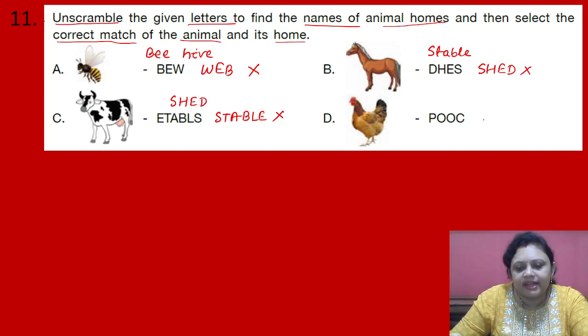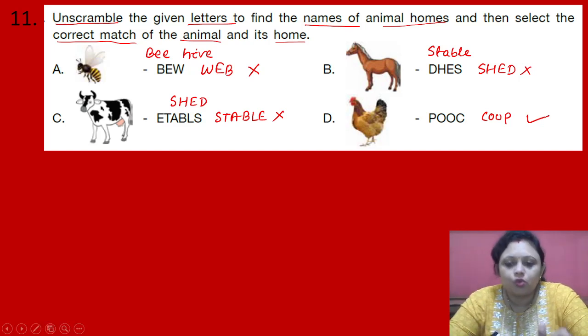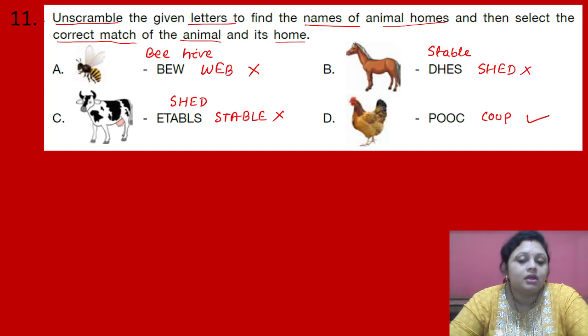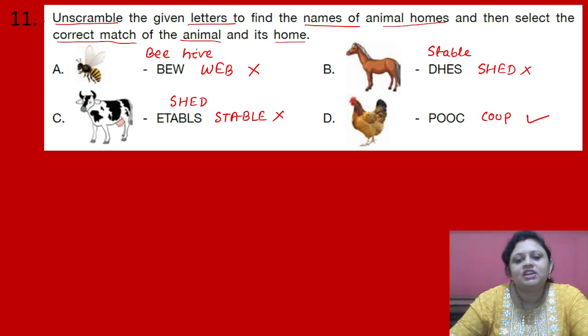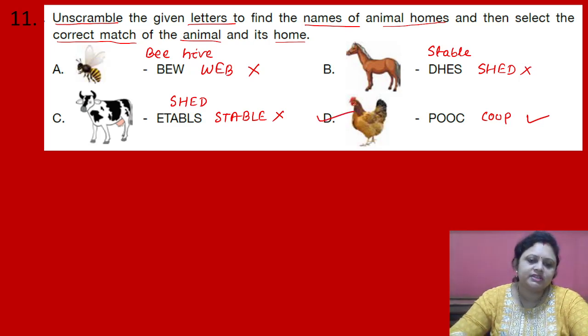Then cock or hen, when we unscramble it, we will get coop? Yes, it is the correct coop for this cock or hen. Got it? So the correct answer is option D.